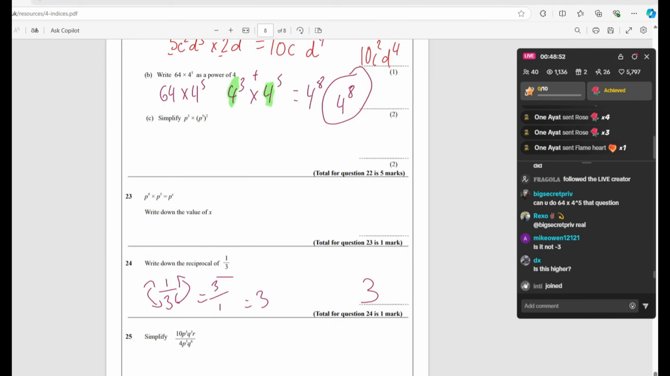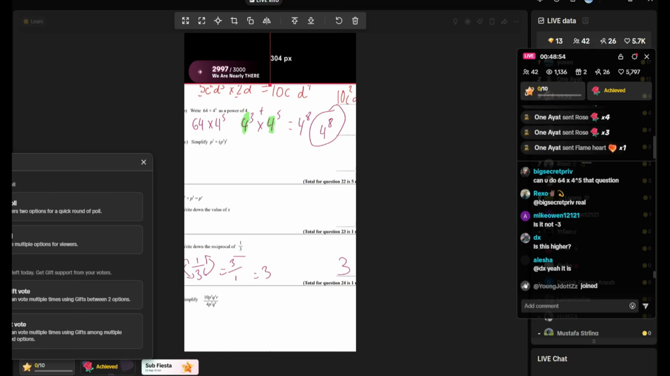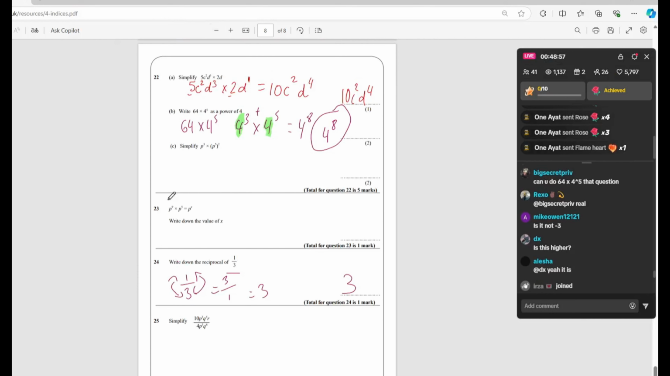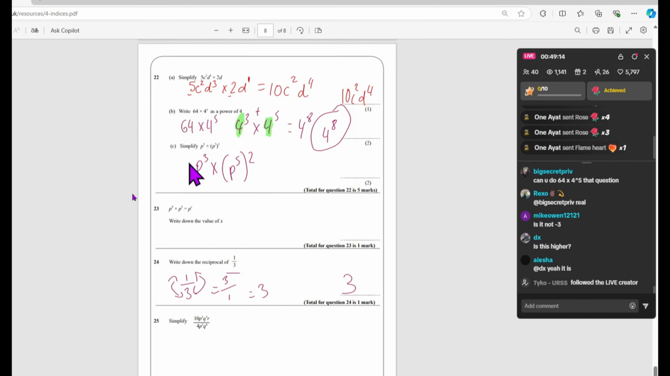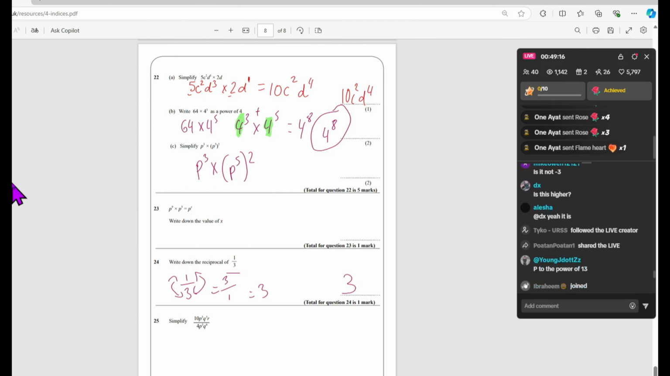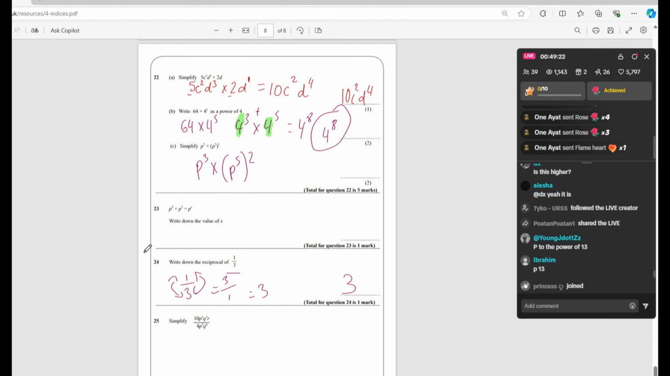So can you guys, you can't see that. Can you guys do this question over here? Simplify. Can you do this question? P3, I'm going to write it a bit bigger. P5. Can you guys do this question? So 22C, can you do that? Yes. Well done. Let's give other people a chance to do it. 10 seconds left. 9, 8.